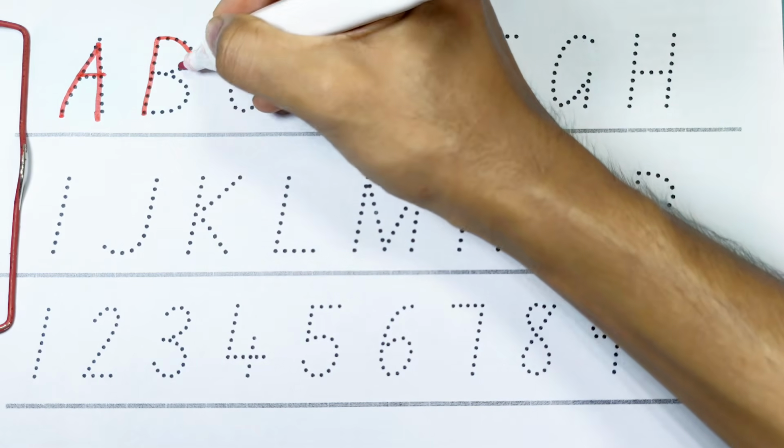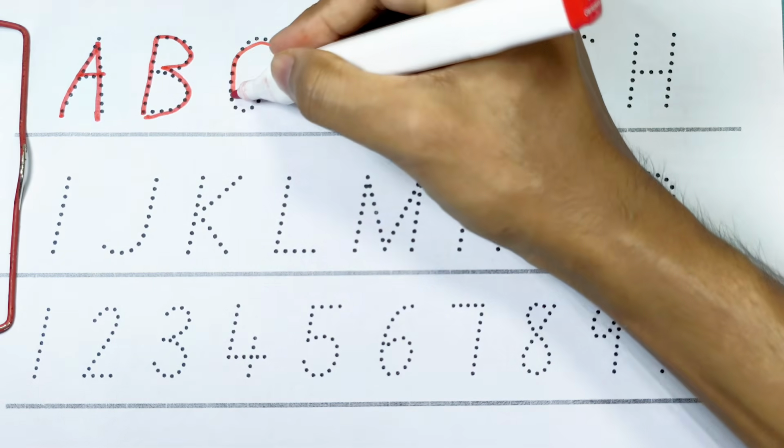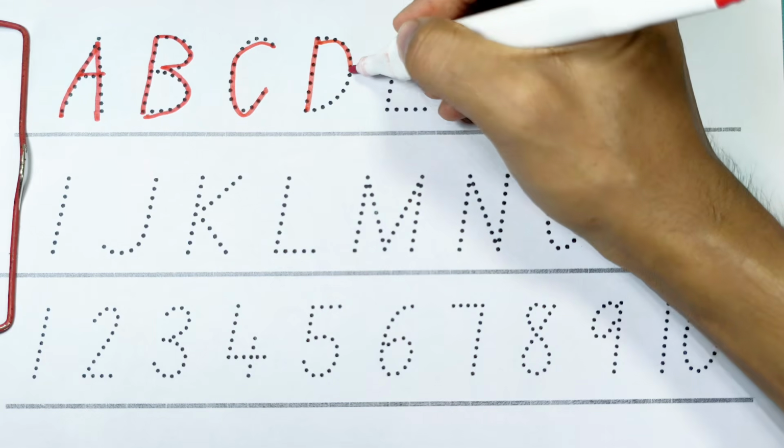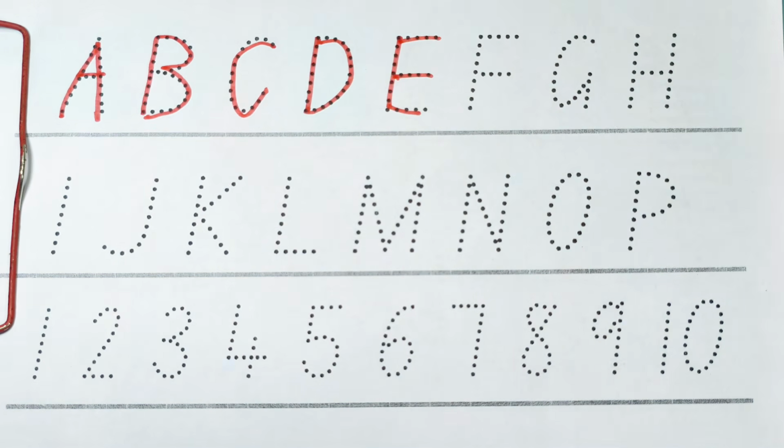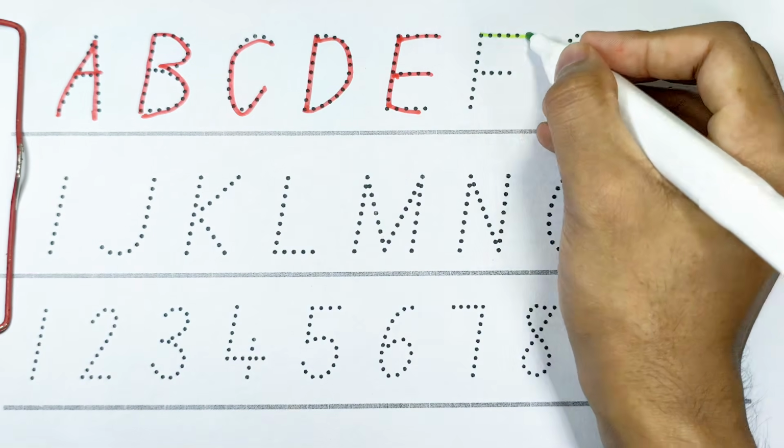And the next one is B. B for ball. Now we're writing the alphabet of C. C for cow, C for cat. D for dog, D for doll. The next one is E. E for egg, E for elephant. The next one is F. F for fish, F for fan.